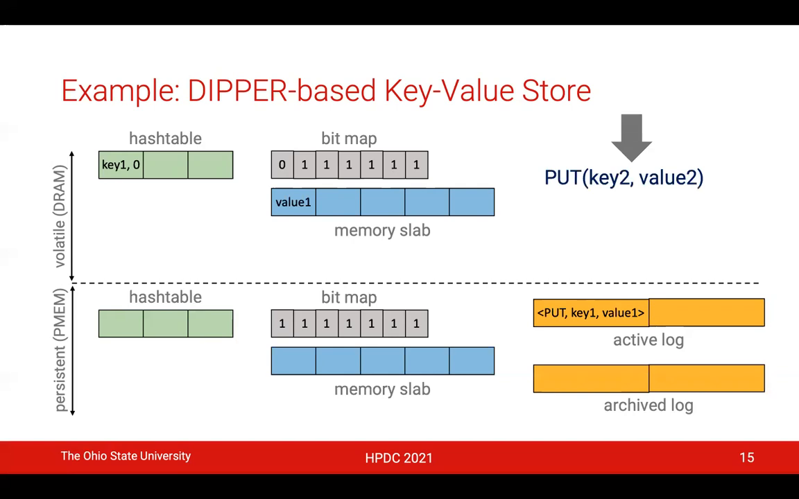Now, if a second request comes in, we do the same thing. We add the operation to the log and apply the operation on the front end. The problem happens when the log is full and a new operation arrives. What we do in this situation is swap the active and archive logs, and we continue operation on the front end without the need to halt.